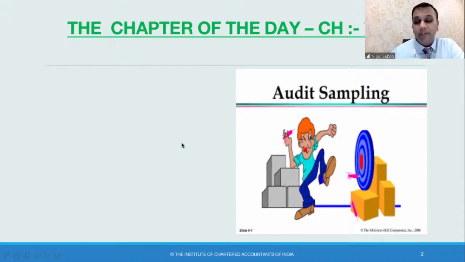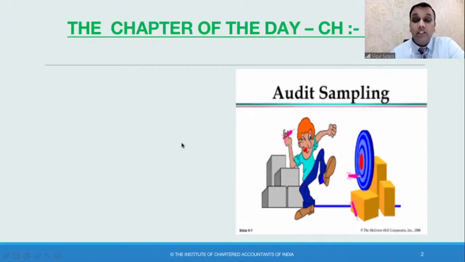In our layman language, what do we call it? Sample bhar liya gaya. Right? Sample has been taken by the authorities to check for any wrongdoings. In the same way as an auditor, when we are going for audit, we have certain apprehensions in mind.